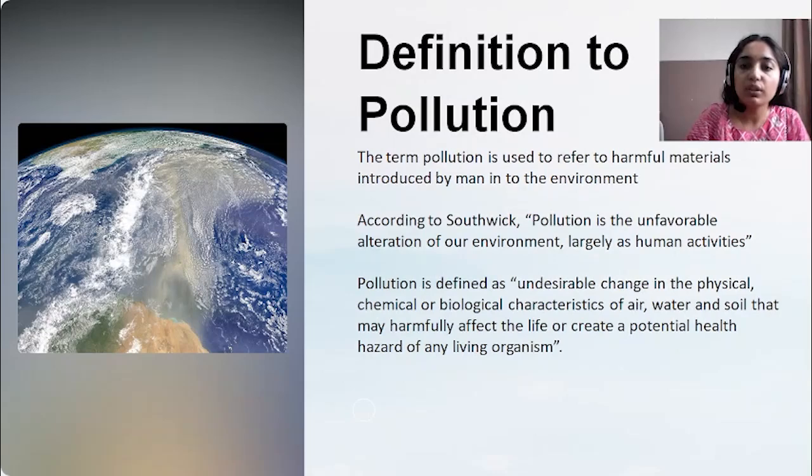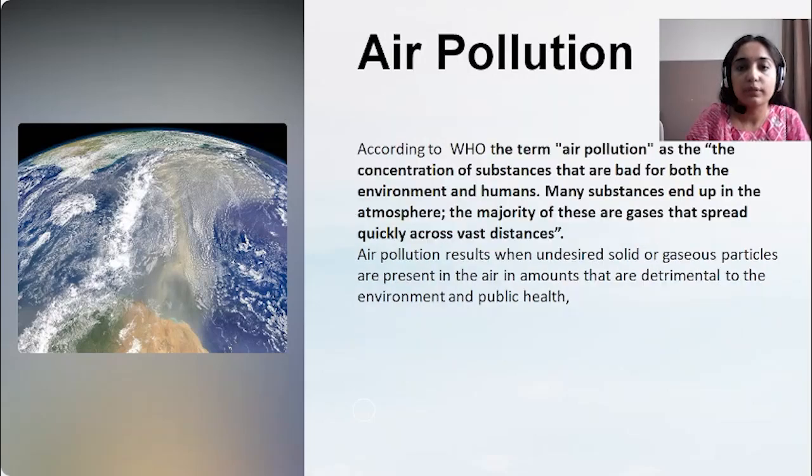The term pollution is used to refer to all harmful materials introduced by man into the environment. When a man introduces some harmful substances, some harmful material into the environment, it may lead to pollution. So this is the type of pollution. This also we have already discussed. Air pollution. What is air pollution? When we contaminate the properties of the air by mixing harmful substances into the air, it will be termed as air pollution.